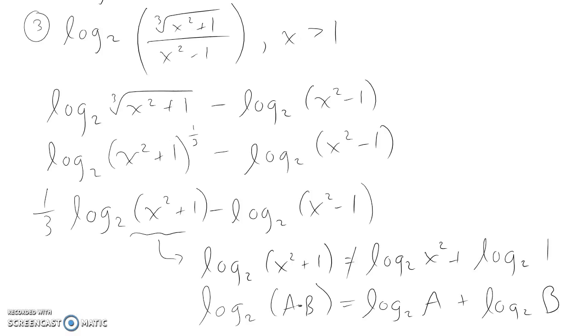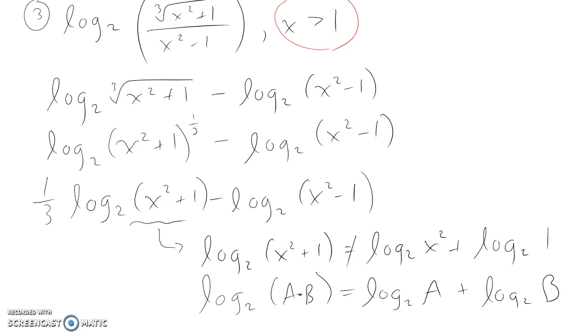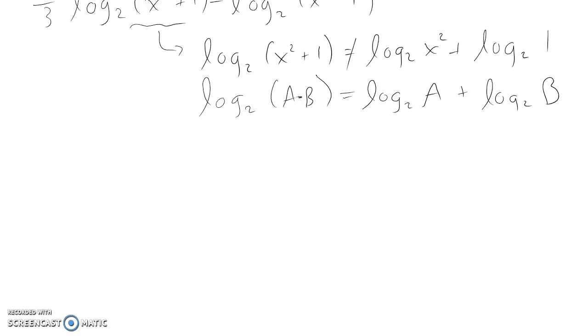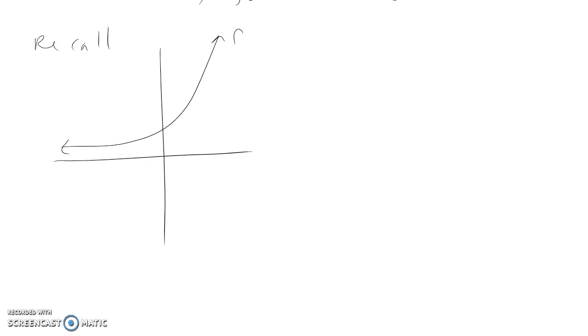So why does this expression say that x is greater than 1? Interesting. Well, let's recall something for a second. We're going to look at the exponential function, f of x equals 2 to the x. It goes through (0, 1) and (1, 2). It also goes through (-1, 1/2).